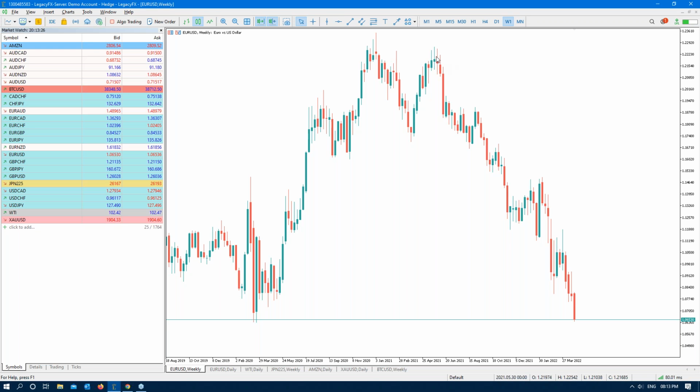So if in the entirety of last year you've been looking for selling opportunity in your US dollar, your probability of winning was much higher than your probability of buying. Does that make sense?